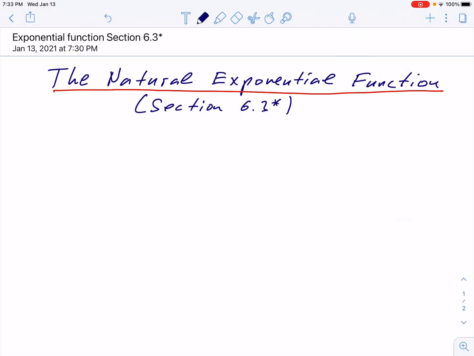Hello. Today we shall talk about a very important mathematical function. This is the natural exponential function, which we define as the inverse of the natural logarithm.